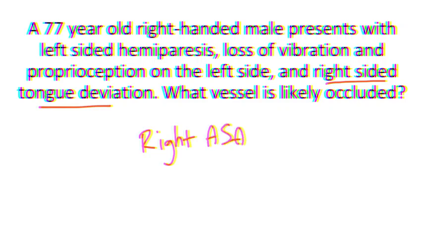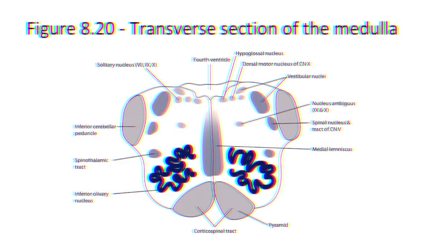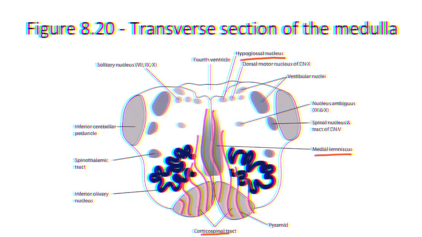Let's pull up some images to review the patient's symptoms. On this slide, we have figure 8.20, showing a transverse section of the medulla. Recall from part 1 of this section that the paramedian branches of the ASA supply blood to approximately this region right here. As we can see, the hypoglossal nucleus is right here, and because this nucleus is so medial and deep, it can become ischemic during an occlusion of the ASA or the paramedian branches of the ASA. Also notice how the medial lemniscus and the corticospinal tracts are both medial and receive blood directly from the paramedian branches of the ASA, so these are also affected.